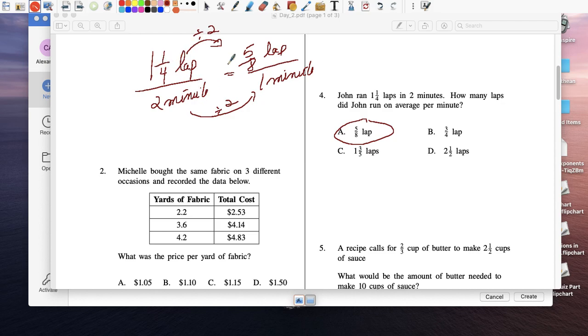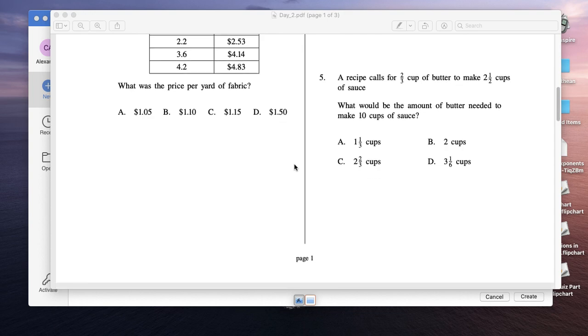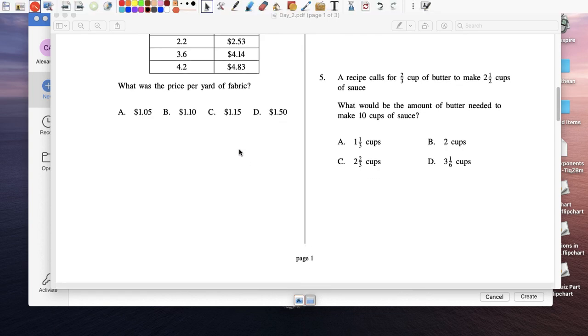And 1 and 1/4 divided by 2 is 5/8 of a lap. Okay. Now again, just proportions. Recipe calls for 2/3 cups of butter to make 2.5 cups of sauce. What would the amount of butter needed be to make 10 cups of sauce? Okay, so we can again set up our proportion.